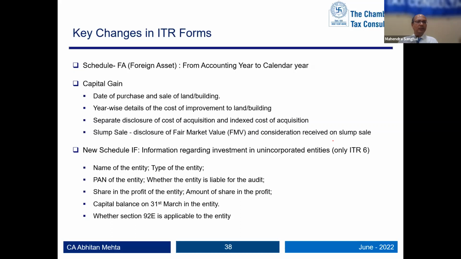Here, the intention looks to be AOP and BOI. One will only know from the instructions whether even an investment in your AIF, REIT or InvIT, which are all in trust form, are also to be disclosed. No, it's not in Schedule FA. It's a separate schedule. So unless the instruction says otherwise, if you have an investment, you have to make disclosure for it.